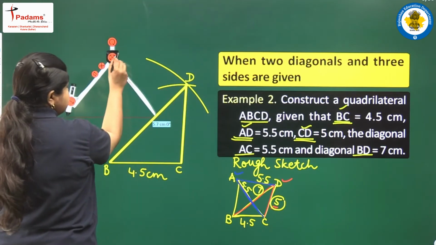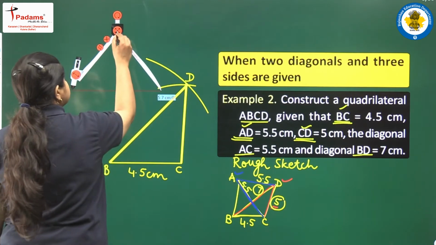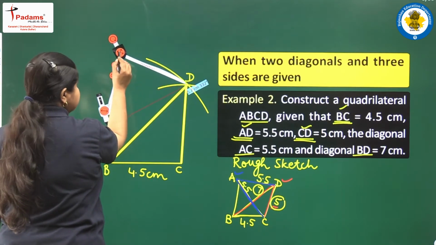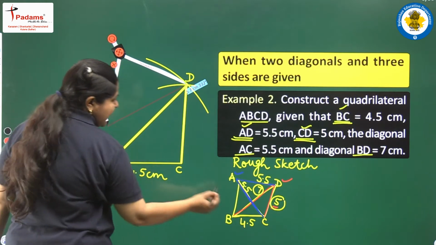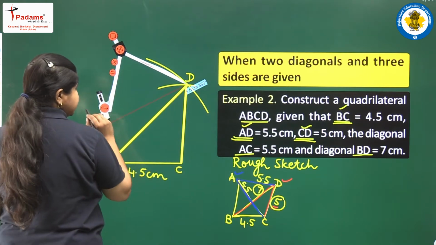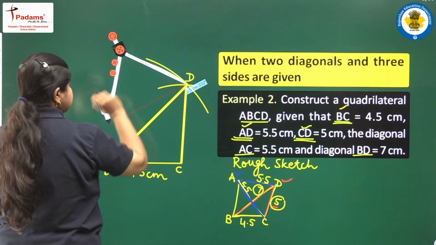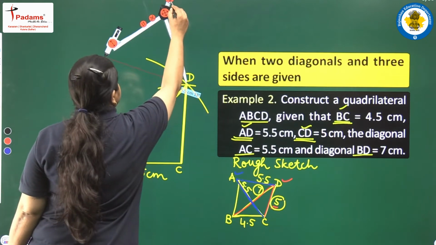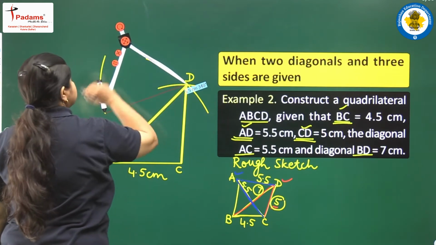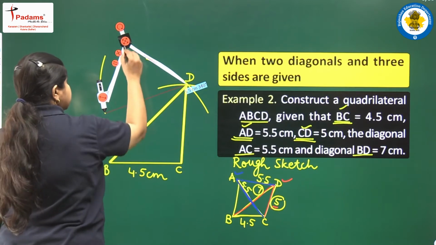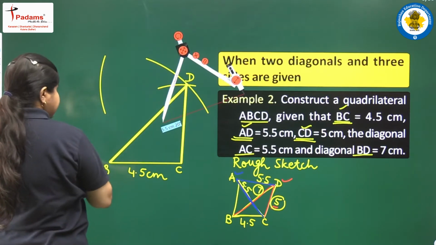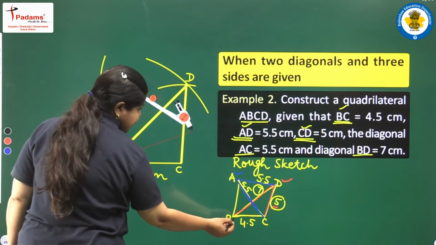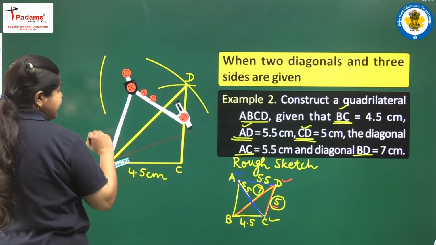Let us take this point first at D. This is point D, and we need to take the radius equal to 5.5. As you can see, this is 5.5. Now simply draw one arc here. In this way. What next we have to do? Again, keep the center at point B now. Is it B? Just have a look. Now we need to take the center at point C.